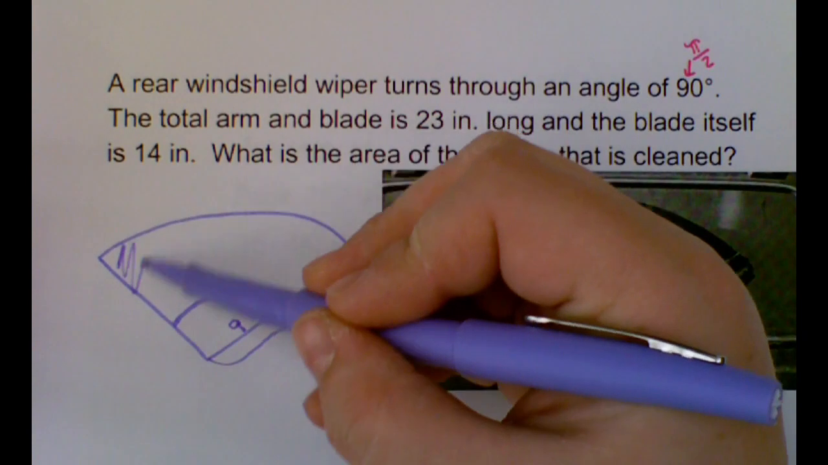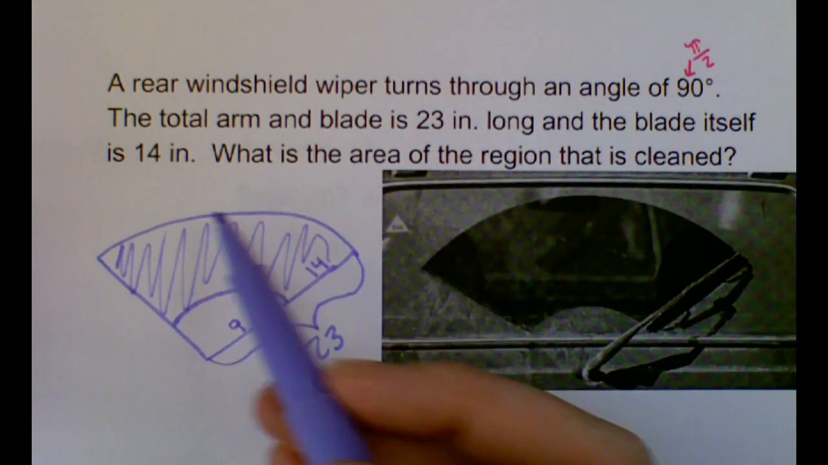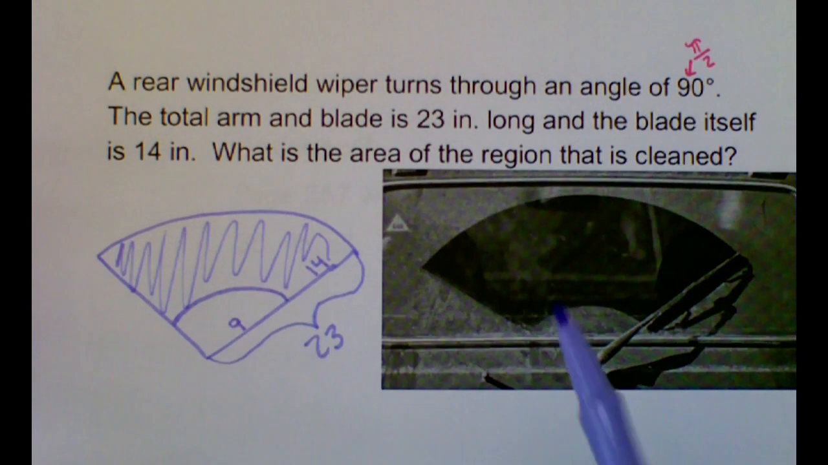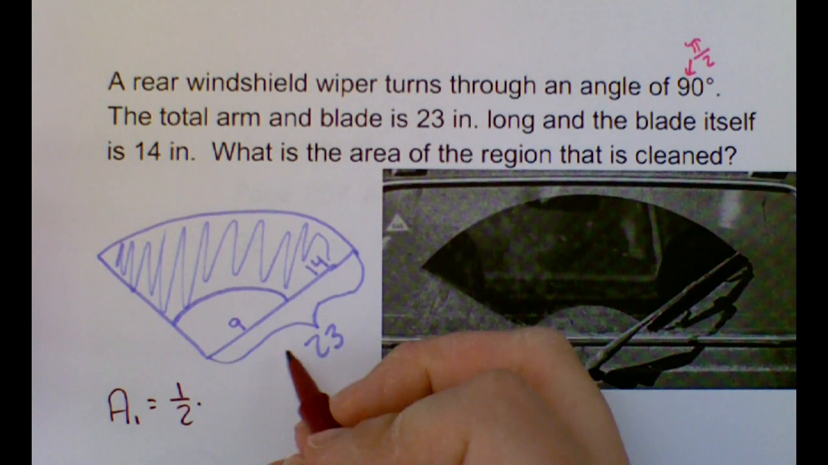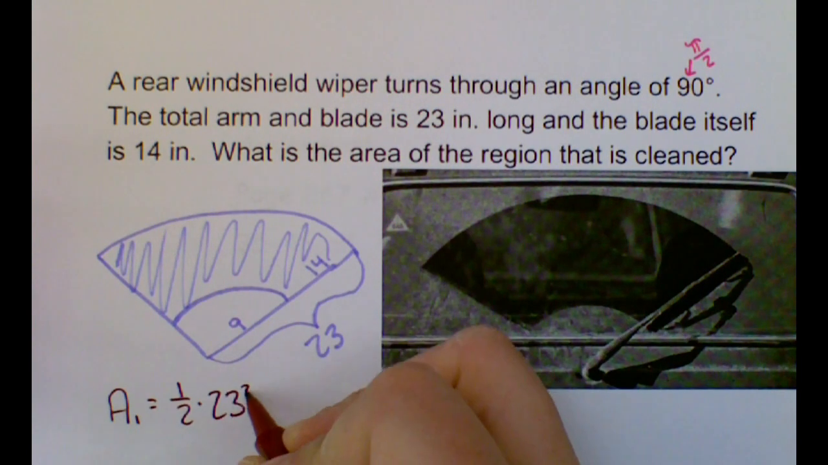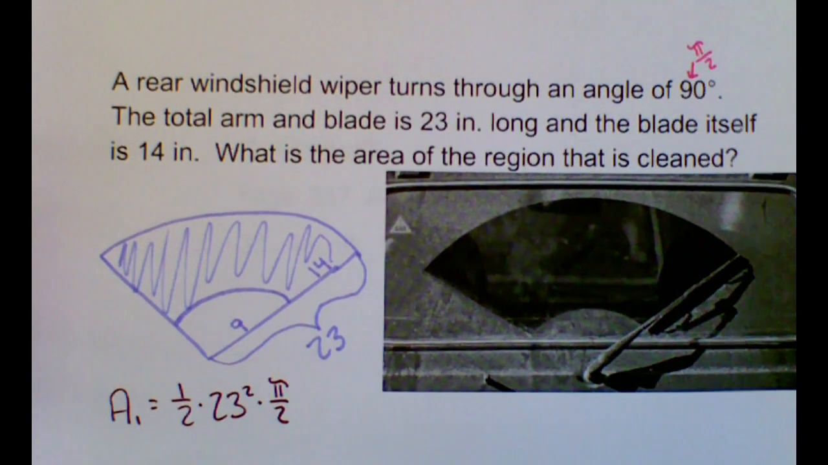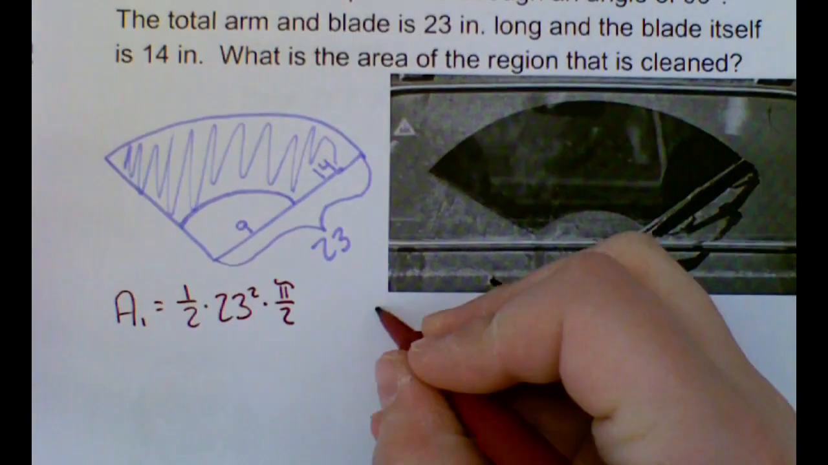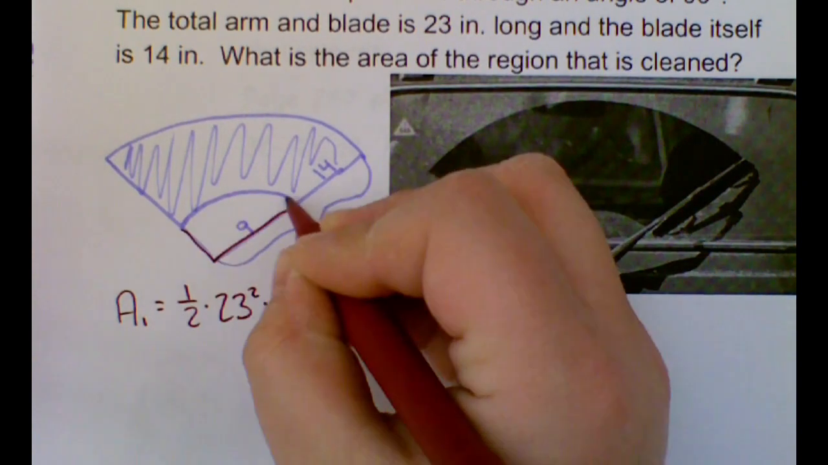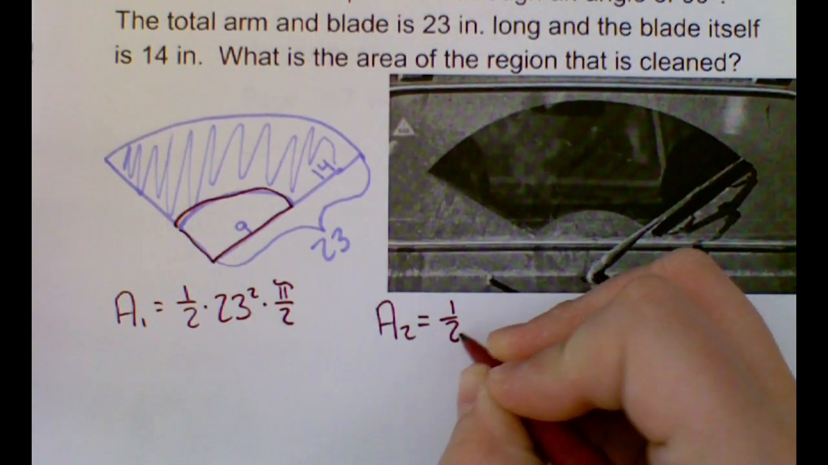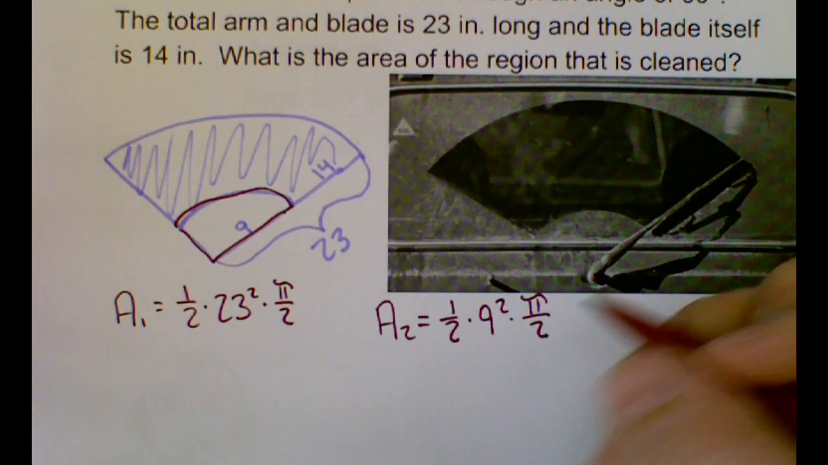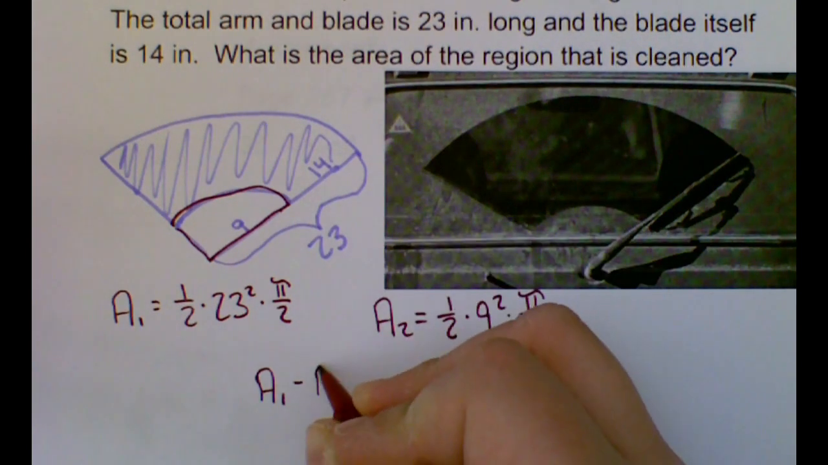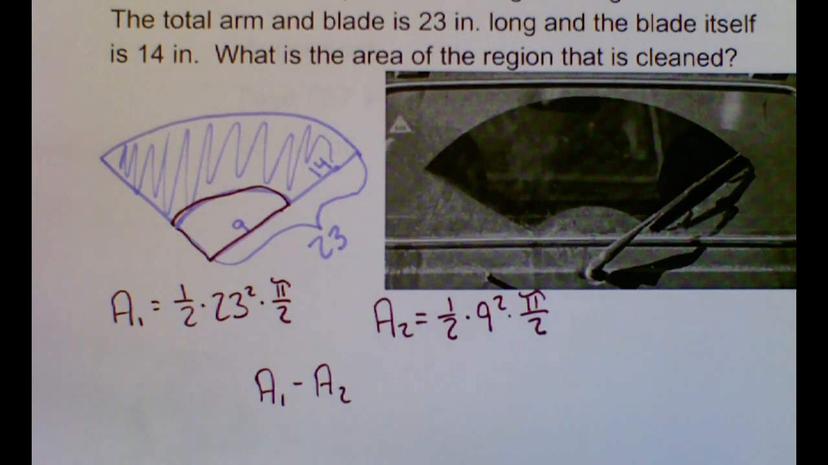So if I want the area cleared, that's this top part. So I take the whole area minus that inner part. So the whole area, we'll call it A1, 1/2 times radius, which is 23 squared, times my angle of pi over 2. We'll get that answer in a second. But then we want A2. A2 is going to be this inner part. That area is 1/2 times 9 squared times my angle of pi over 2. And then I'm going to subtract them. A1 minus A2. Big area minus little area.